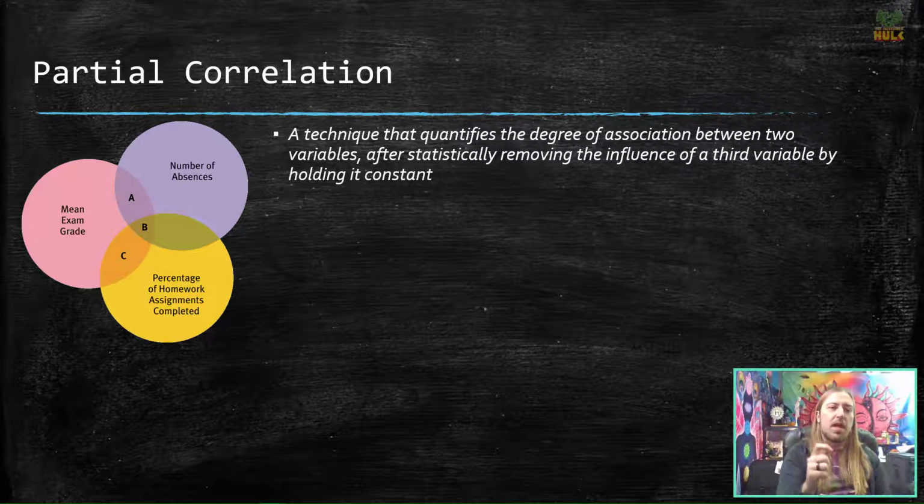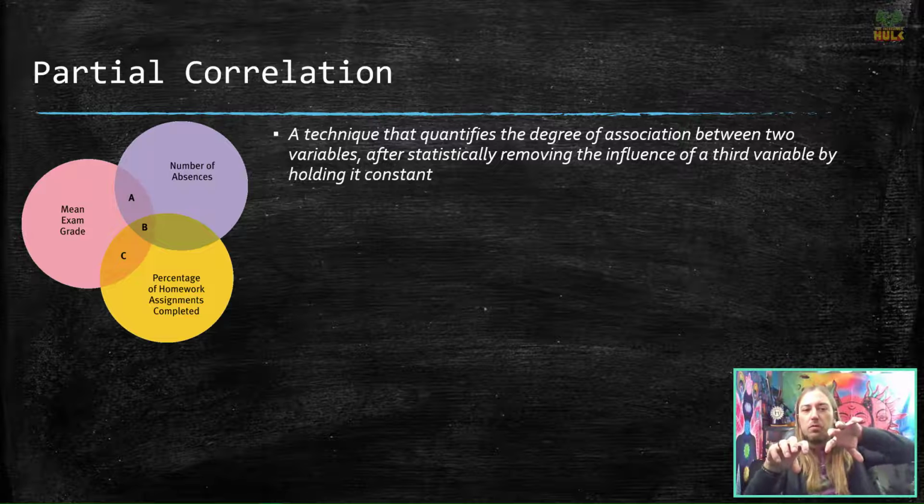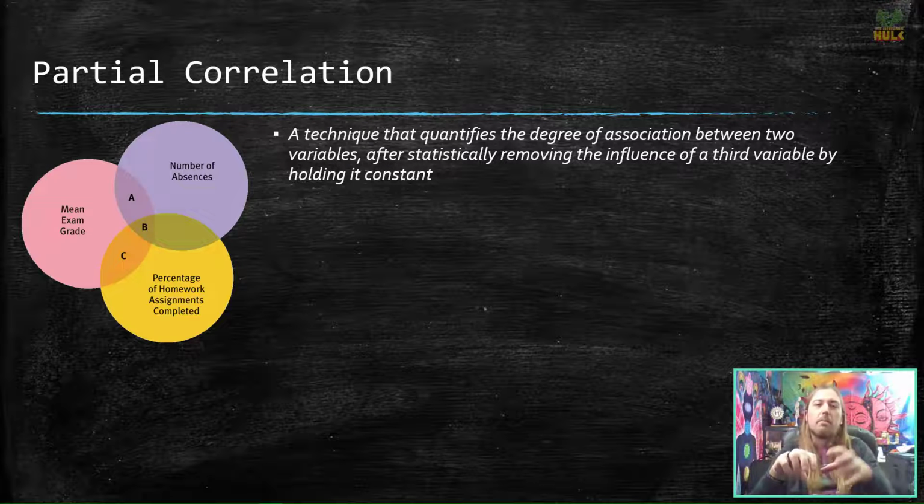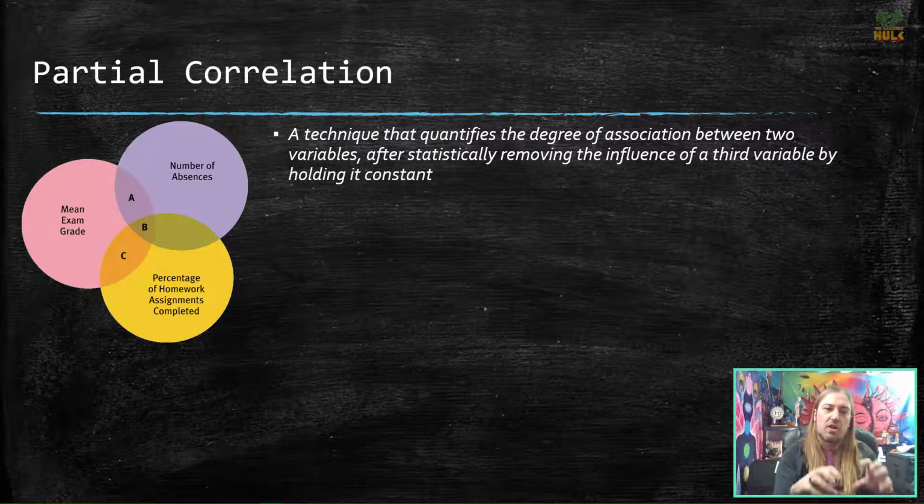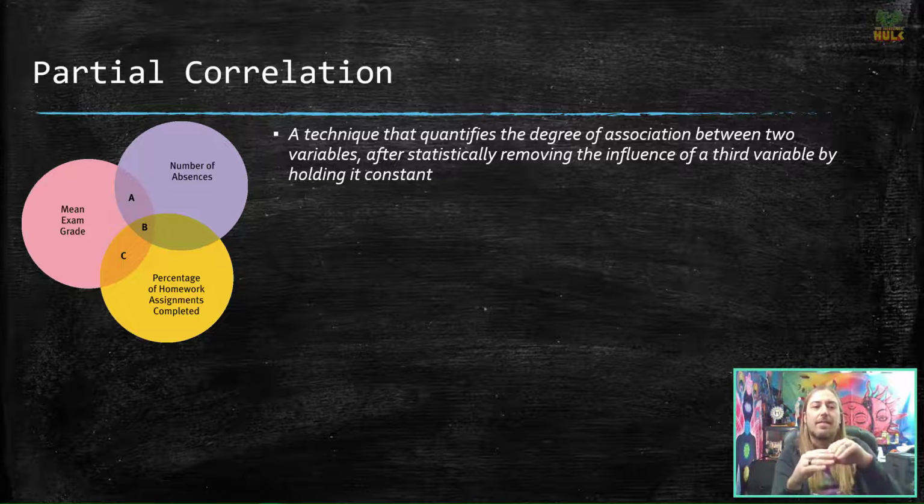B overlaps with absences. So we want to see just how much absences relates to exam grade. We want to see how much that A and B portion is while removing C, while removing that extra influence, right? Partial correlation does just that. It removes the influence of the third variable, basically by holding it constant, right? Setting it equal to a constant mathematically, and then seeing what the relationship looks like without that third variable there. Okay, so hopefully that makes a little bit of sense.